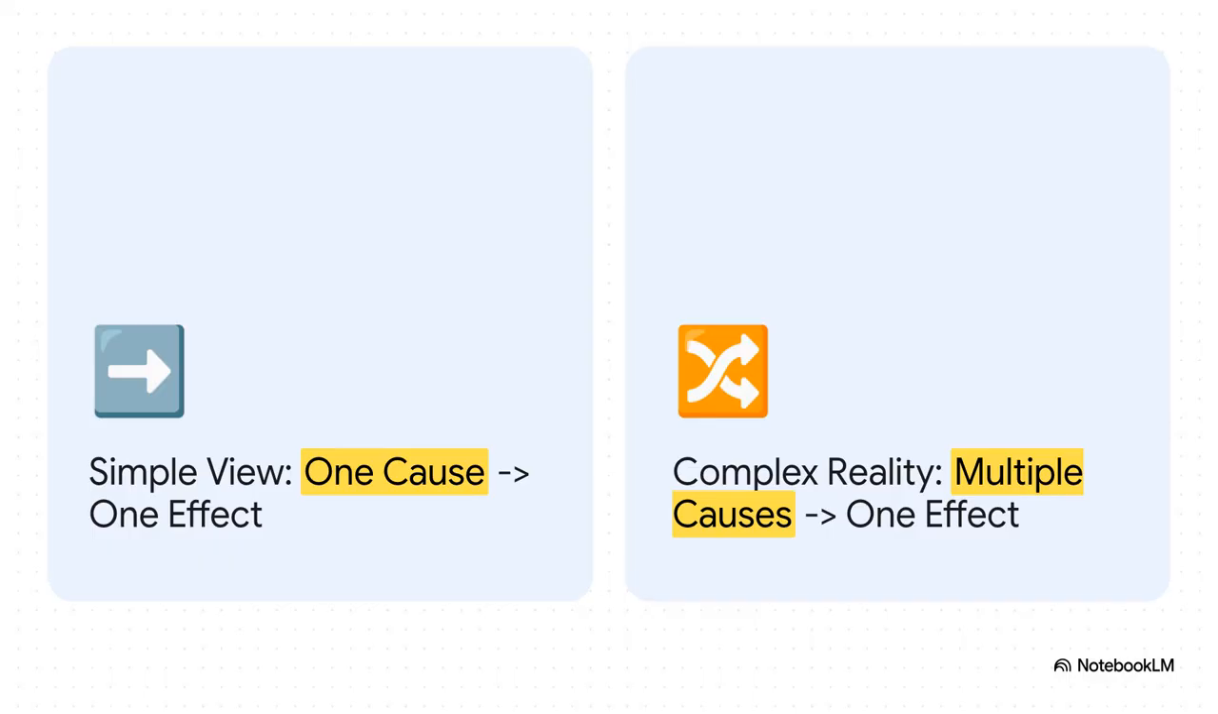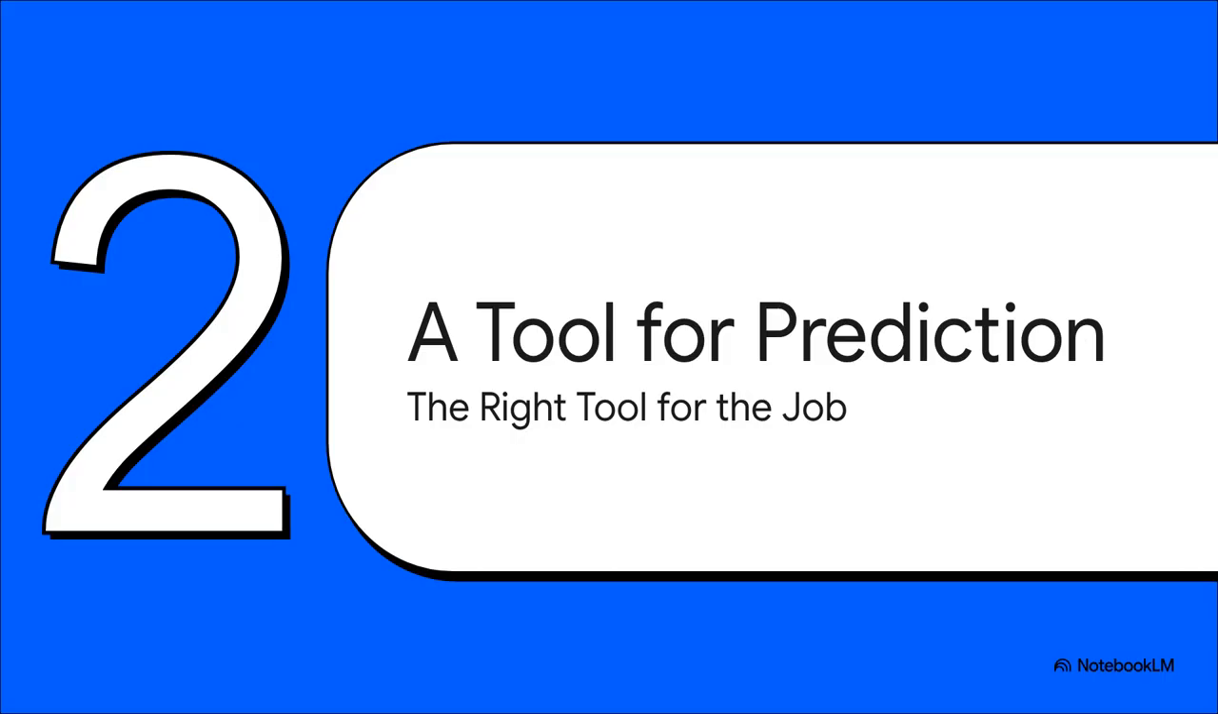Thinking there's only one cause is kind of like trying to predict a house's price by only looking at its square footage. You'd be missing so much crucial info. You've got to look at its location, its age, its condition. You need the whole picture to get it right. Right, so how in the world do you get a handle on all these different factors at once? You can't just wing it. You need a specialized tool, one that's built for exactly this kind of complex problem.